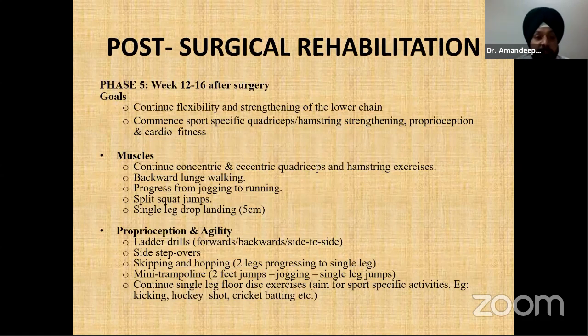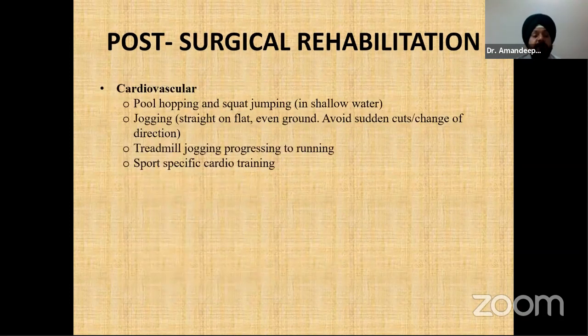Then similarly we can progress depending on the condition of the patient. We can make use of ladder drills, side step overs, skipping and hopping, then mini trampoline, continue single leg floor disc exercises. Then for cardiovascular, pool hopping and squat jumping, jogging, treadmill, sports specific cardio training.